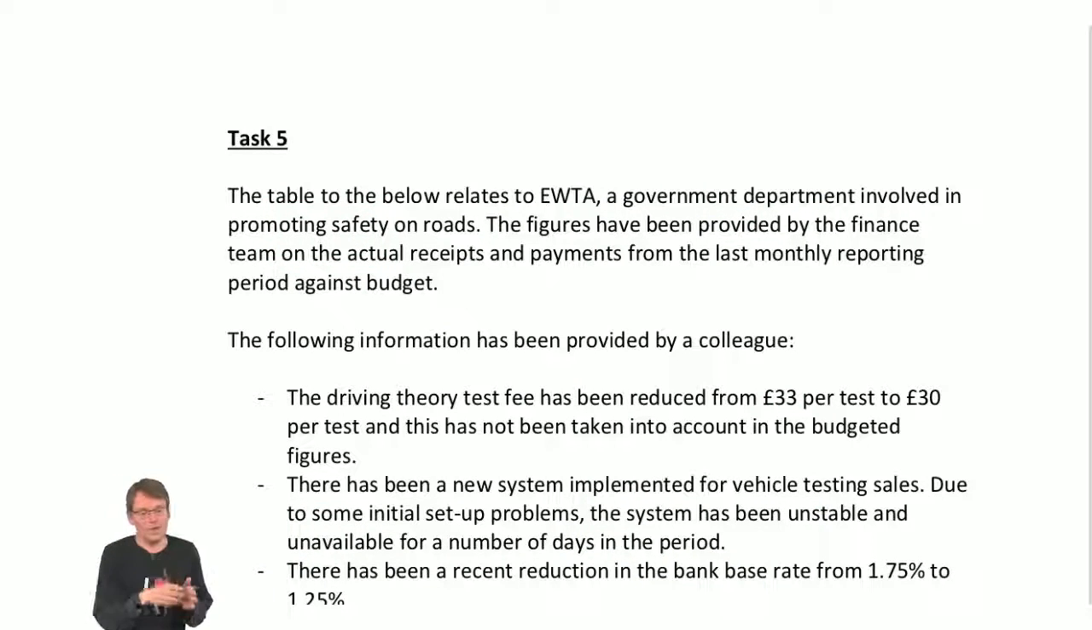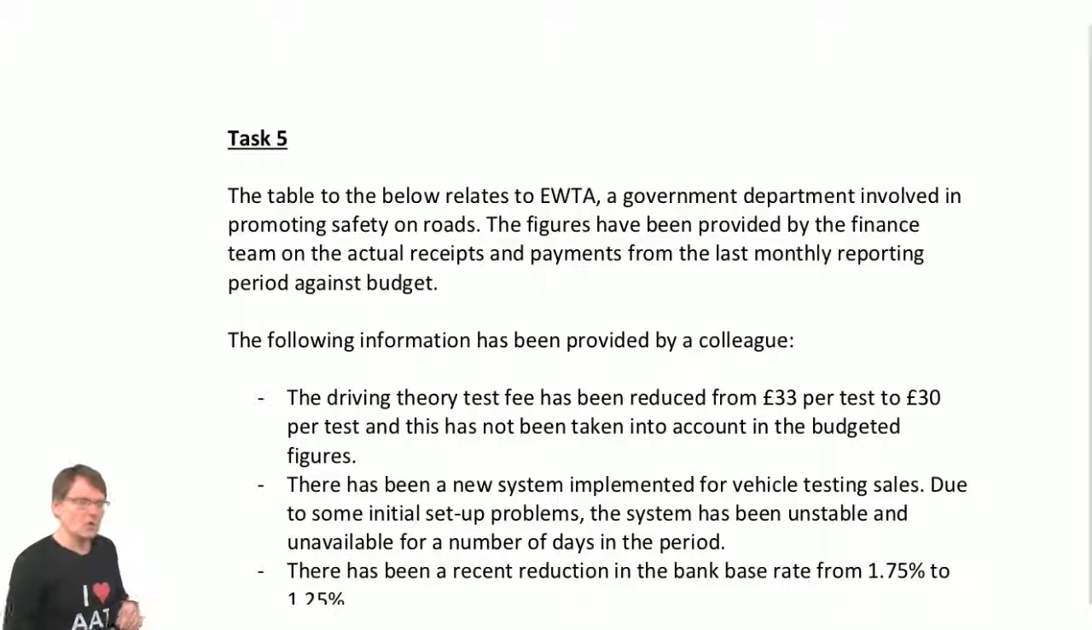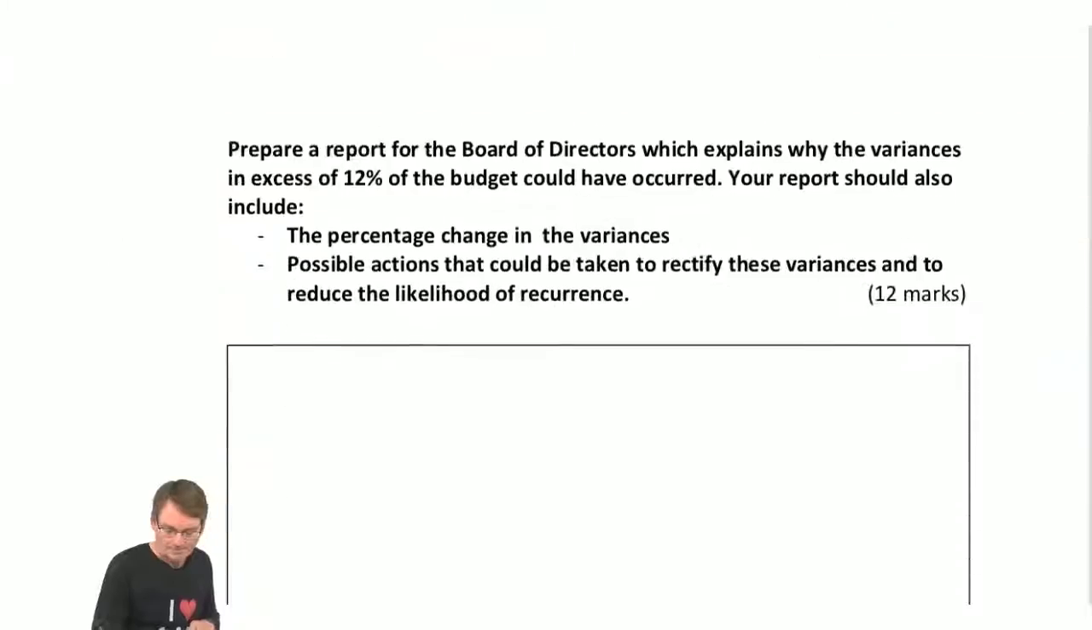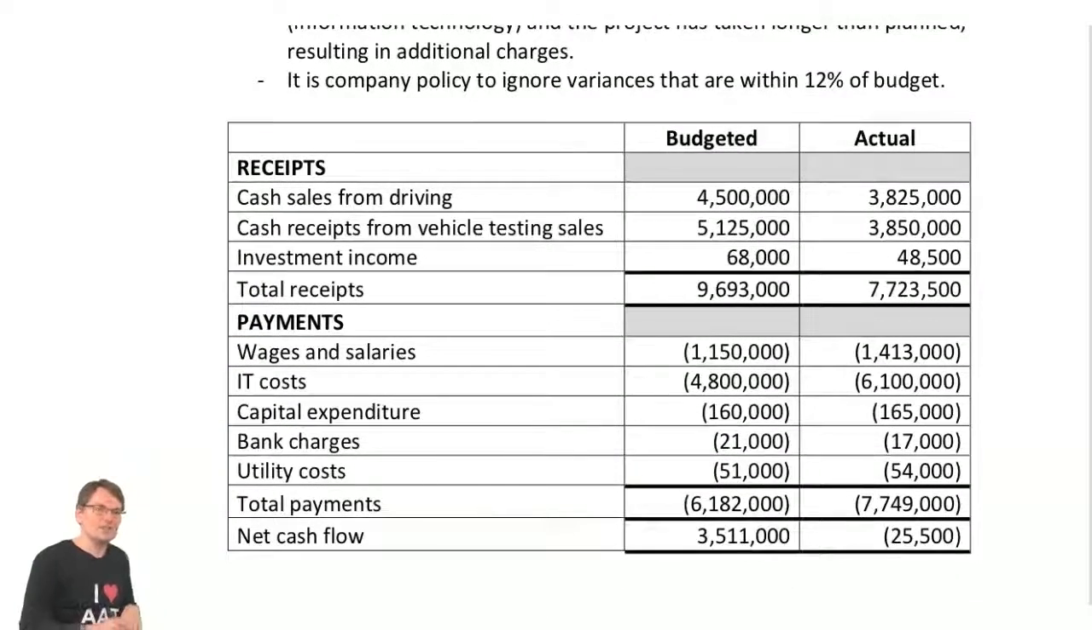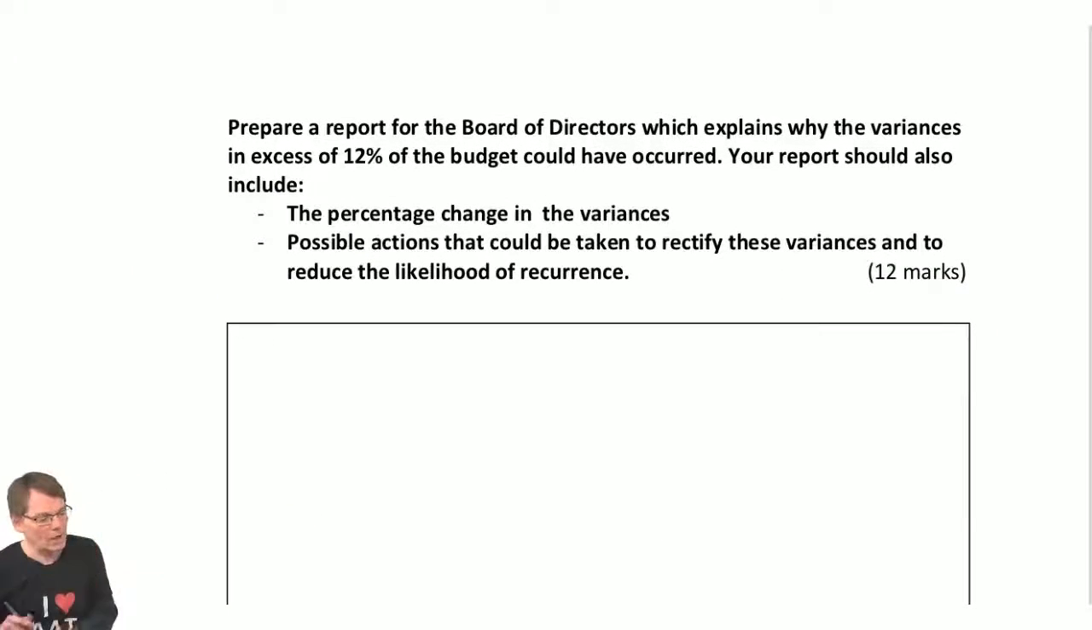Okay then, what we are going to be looking at is task number 5. First of all, let's have a quick look through and see what it is that we are supposed to be doing. So task number 5 talks about the fact that we have got some budget figures and some actual figures. We need to prepare a report which explains why the variances in excess of 12% of the budget could have occurred.